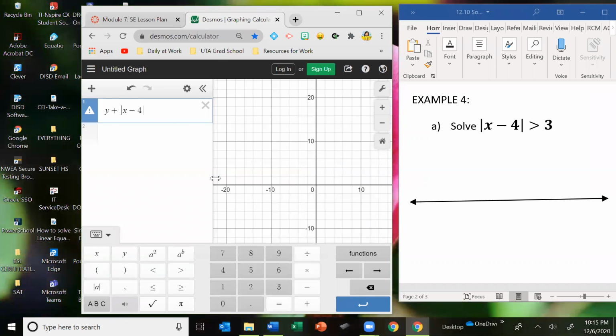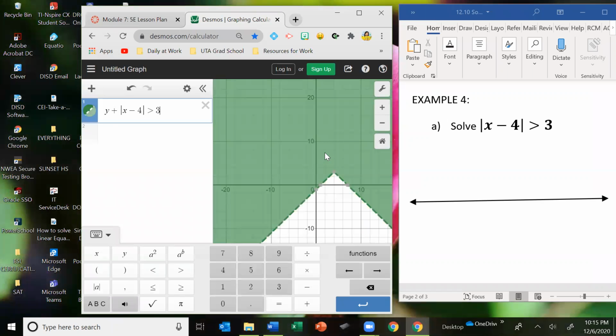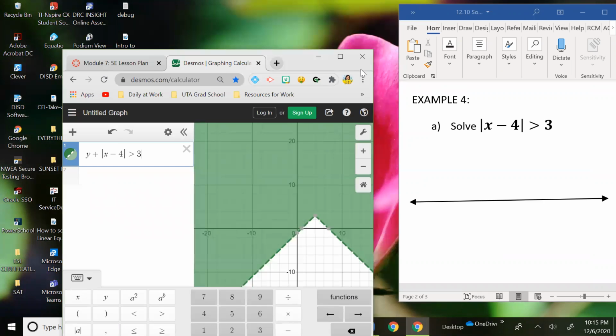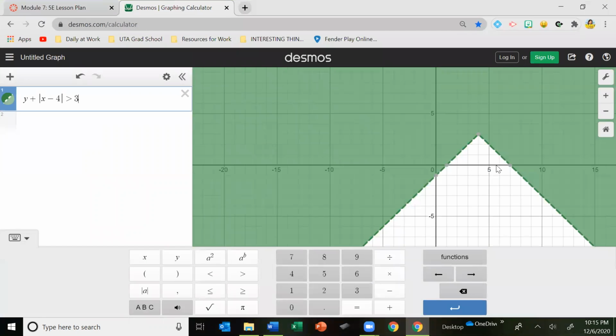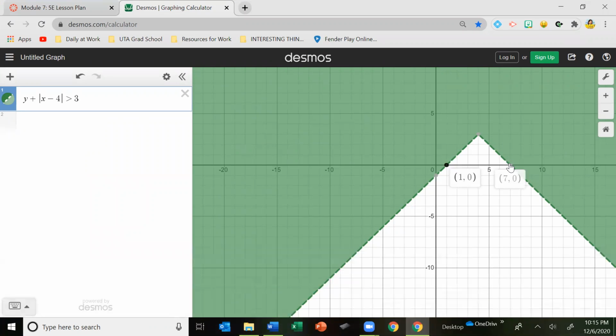And then come outside, put a greater than 3. Boom. What you can see right here, as you can see, the graph is not shaded in the middle anymore. This time it's shaded away, it's empty between 1 and 7. So it's shaded outside.